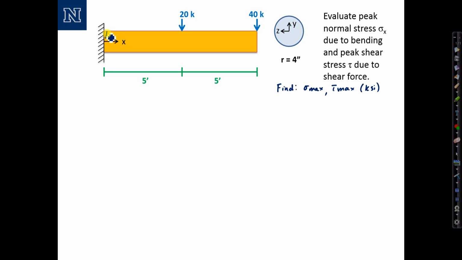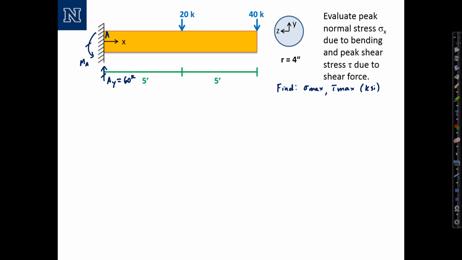Starting out by labeling the end as support A, we'll calculate the reactions, a reaction A sub y in the vertical direction, and a reaction moment at the fixed support. I'm drawing them both in the direction that they will occur. The vertical reaction is going to be positive to balance out the loads and is simply equal to the sum of the forces, 20 plus 40 or 60 kips.